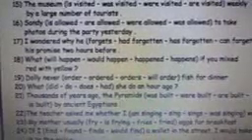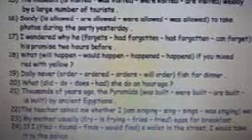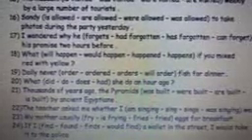Number 16, Sandy to take photos during the party yesterday. Here we have the keyword yesterday, the keyword of the past, so we use the past form of the passive. Was allowed. Sandy was allowed to take photos during the party yesterday. Number 17, I wondered why he's promised 2 hours before. Here we have 2 hours before, so we use the past form had forgotten.